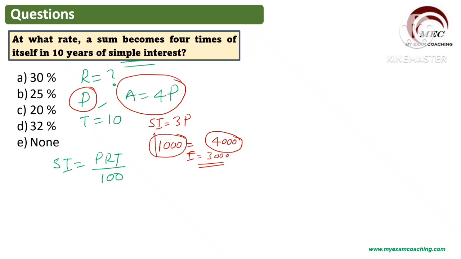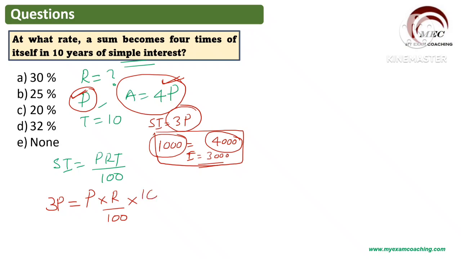Using this concept, you are investing P and you are getting 4P, so your interest will be equal to 3P. So interest SI we got 3P. 3P is equal to the P you have invested, multiplied by R by 100, where R is what we want to find out, multiplied by time, which is 10 years.